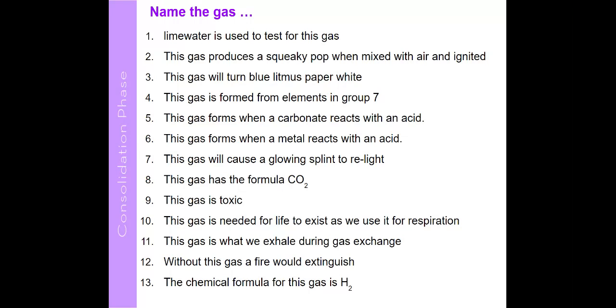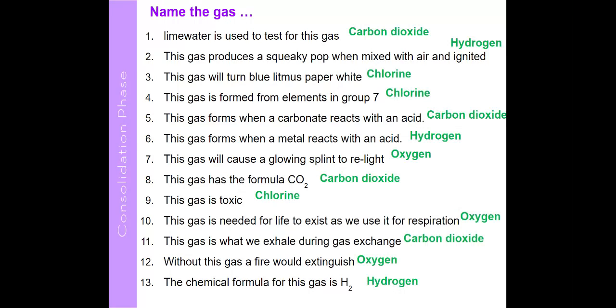Okay, so the answers are as follows. Number 2, if it produces a squeaky pop, it must be hydrogen. Number 3, if it uses blue litmus paper, it must be chlorine. Number 4, this gas is formed from elements in group 7, well, that must be chlorine. Number 5, carbon dioxide. Number 6, hydrogen. Number 7, oxygen. Number 8, CO2, carbon dioxide.